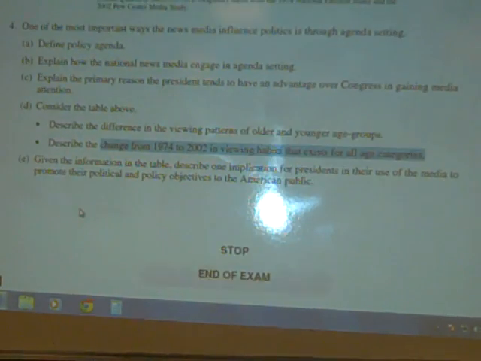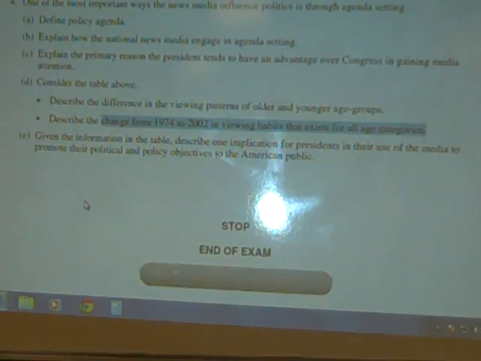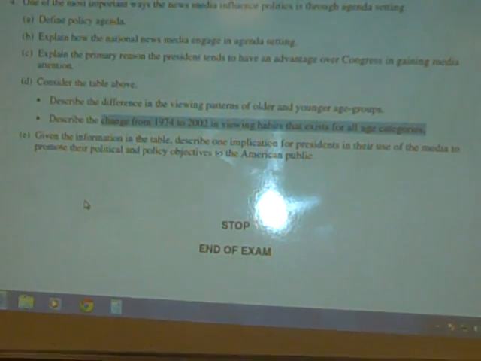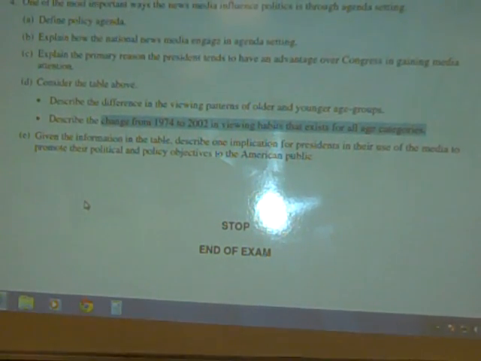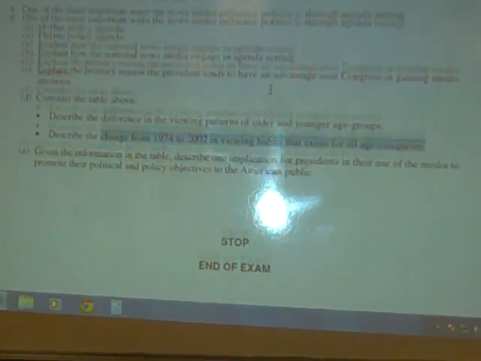Done. Given the information in the table, describe one implication for presidents and their use of the media to promote their political and policy objectives to the American public. The obvious one is, going on the news will mean a smaller audience. So you might have to use some sort of alternative method, like Twitter, or, I don't know, cutting into a normally scheduled nightly sitcom that people are going to watch. Let's see what the AP test said.